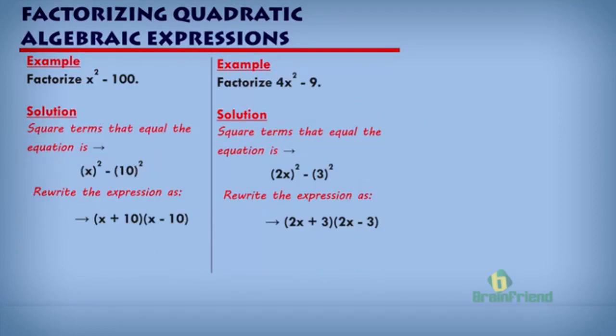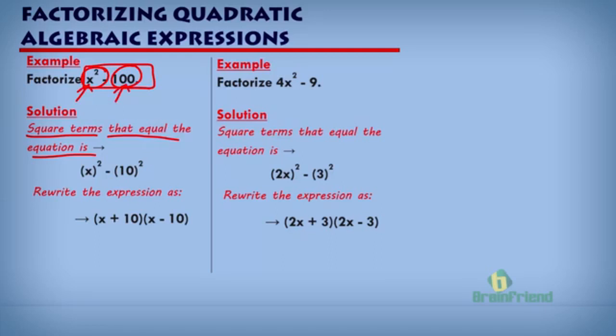So far, I hope we've been following. We'll take some more examples so that we can become proficient in factorizing algebraic expressions. Let's take this example. Factorize x squared minus 100. This is an example of the second situation that we talked about, where we have perfect squares. We follow two very simple steps. First, find square terms that will equal our equation. Our equation is x squared minus 100. We have two terms, x squared and 100. So we are looking for square terms that will equal this equation: a square term that will equal x squared and another term that will equal 100.